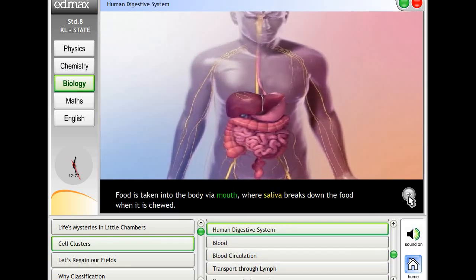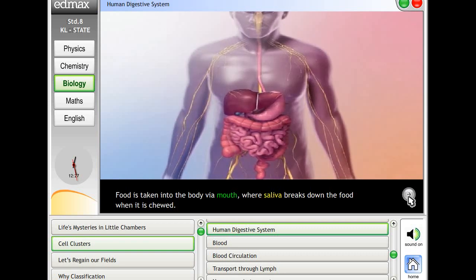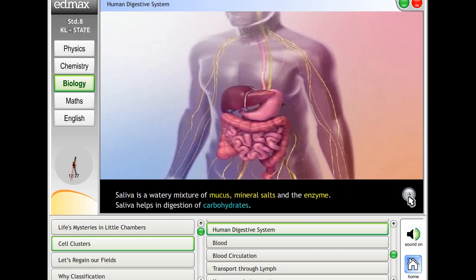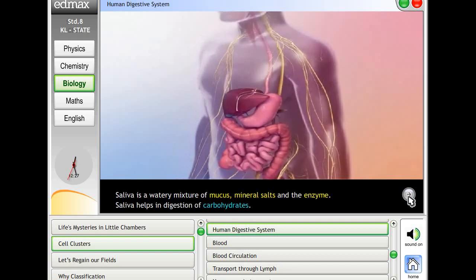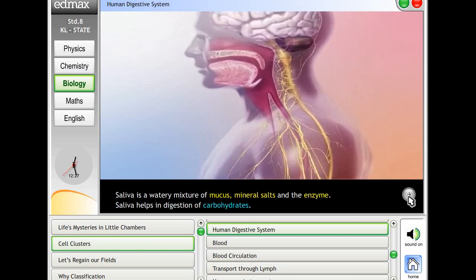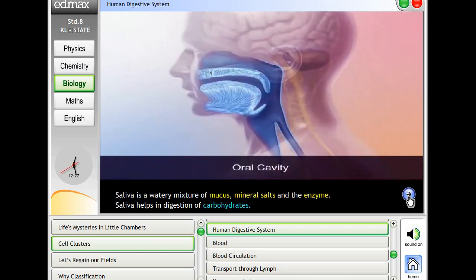Digestive system. Food is taken into the body via the mouth, where saliva breaks down the food when it is chewed. Saliva is a watery mixture of mucus, mineral salts, and the enzyme amylase. Saliva helps in digestion of carbohydrates.